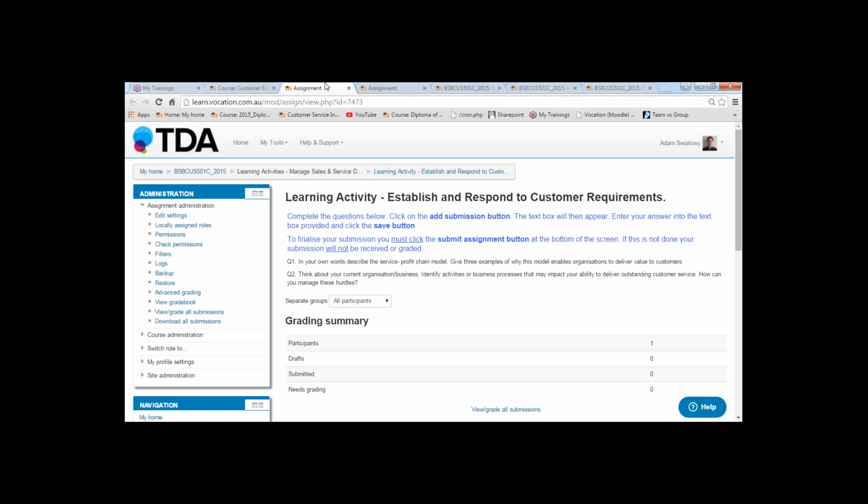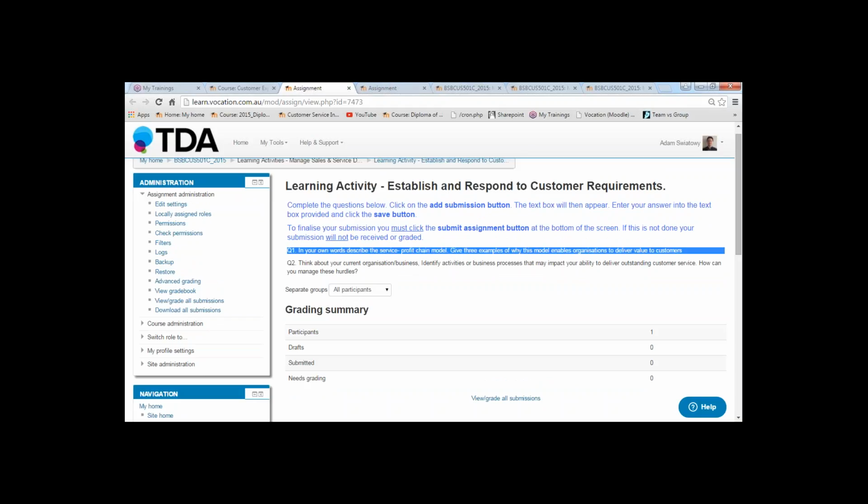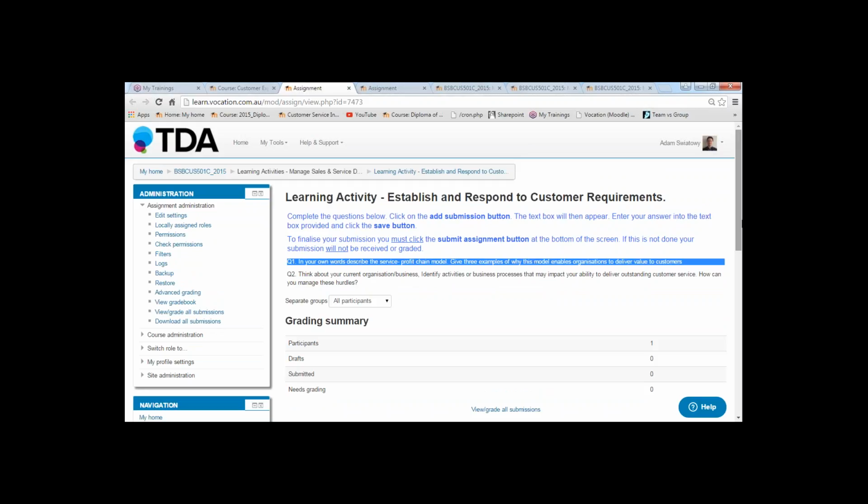Okay, great. So let's have a look at the first question in this set. Question 1 says, in your own words, describe the service profit chain model, and then give some examples of why this model enables organizations to deliver value to customers. So again, this is in reference to having an organization which is customer centric. We've talked about different things. This is actually a mechanism or a method of delivering on that promise. So it's a model. It's a theory of how you can go about doing it.